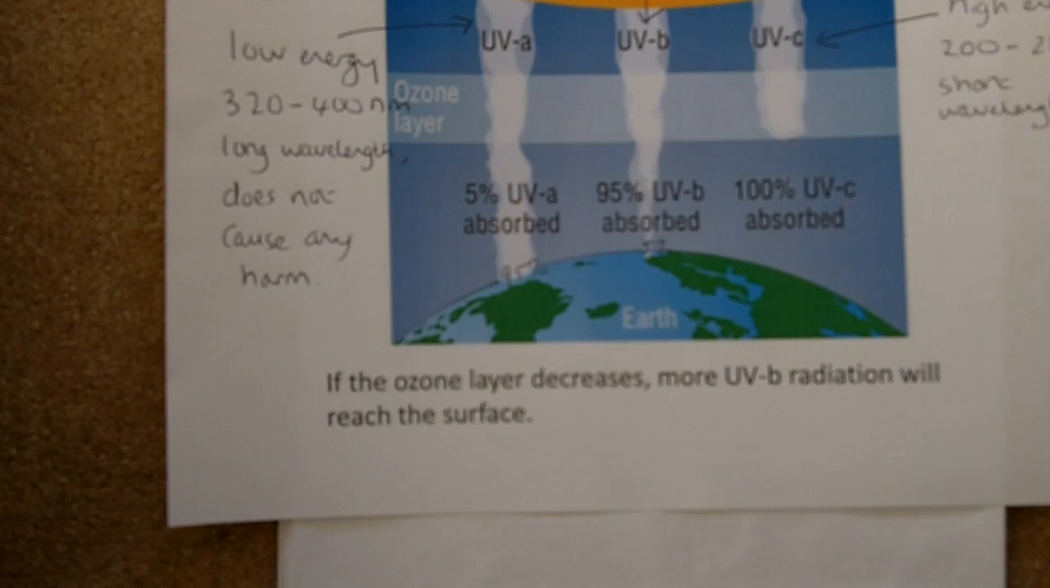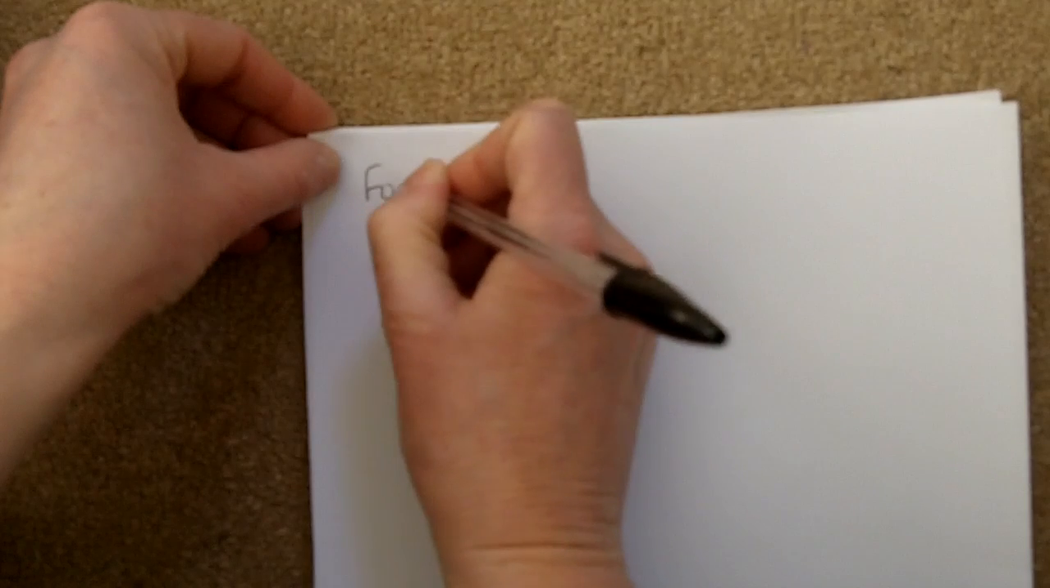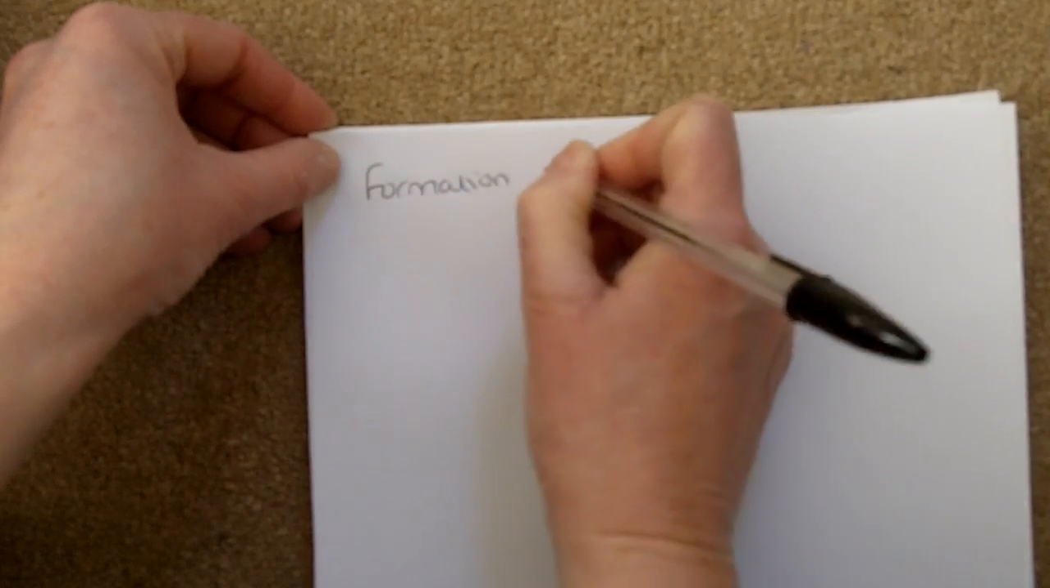Okay, so what else do you need to know about the ozone layer for OCR A-level chemistry? You need to know how the ozone is made in the stratosphere. So how is ozone made? I'm going to put the formation of ozone.